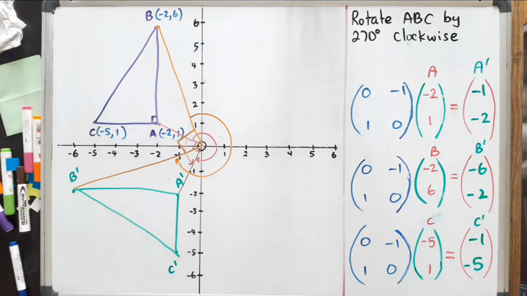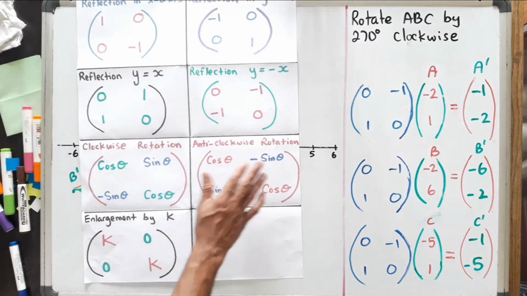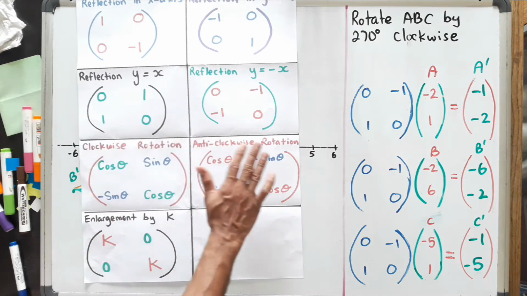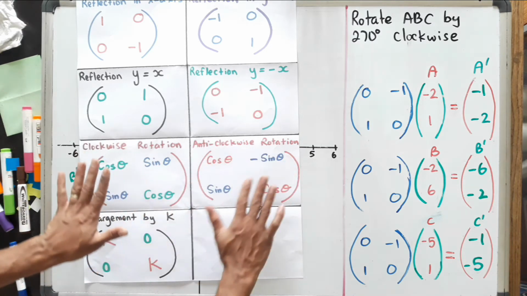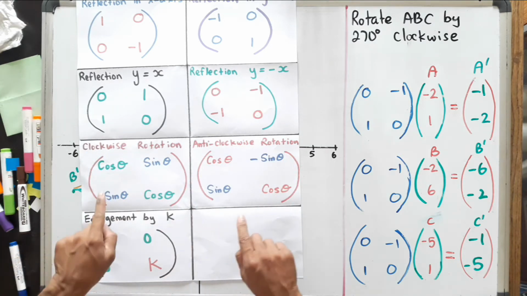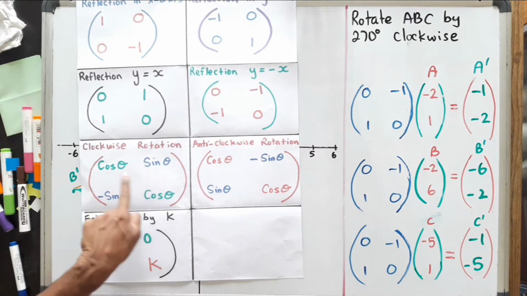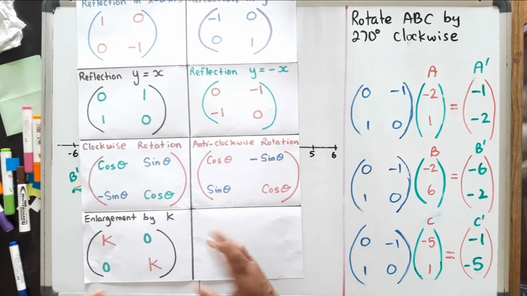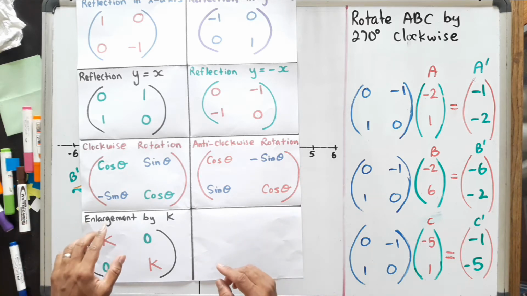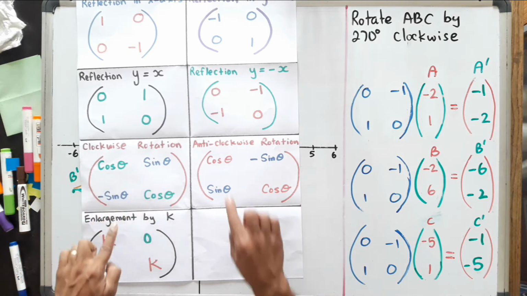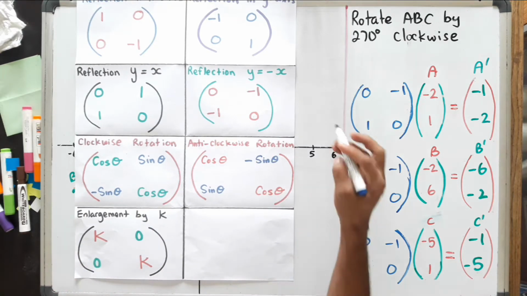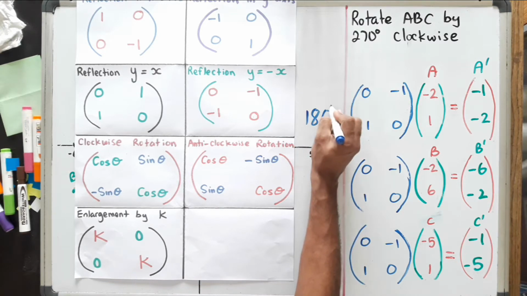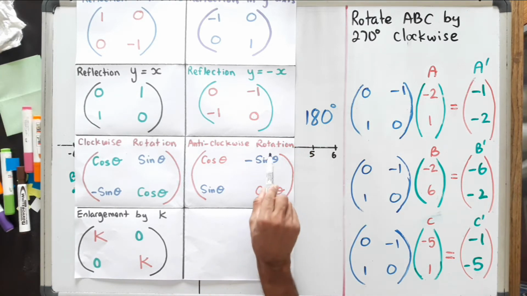So I just want to point out, when we're doing clockwise or anti-clockwise rotation, make sure you read the question properly so you will know which one to choose. If they told you to rotate it by 90 degrees, you will replace all the thetas with 90. If they told you to rotate it by 180 degrees, you're going to replace the thetas with 180. Now here's a common trick in the exam. Whenever they ask you to rotate it by 180 degrees, they will not specify whether it's anti-clockwise or clockwise.